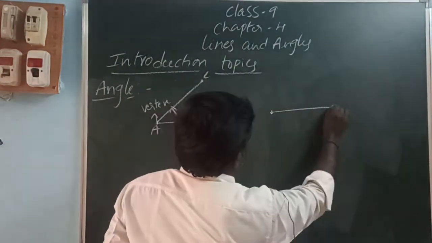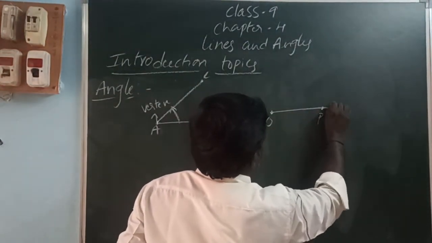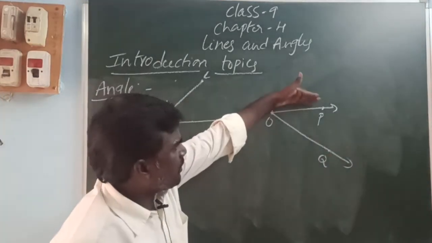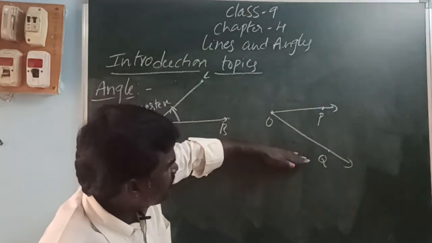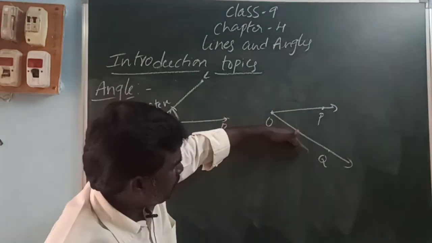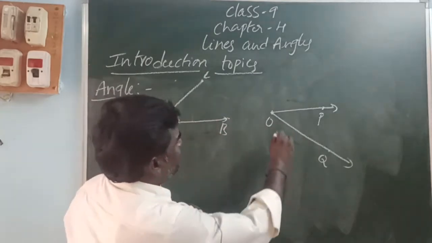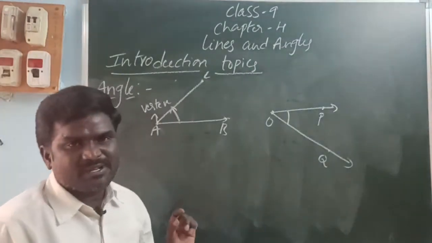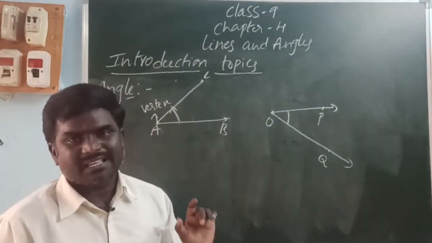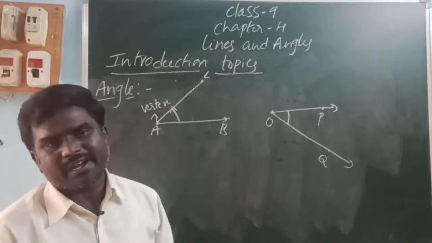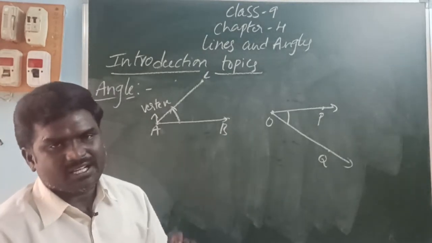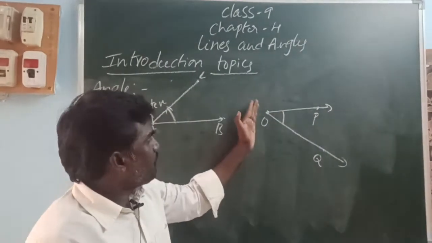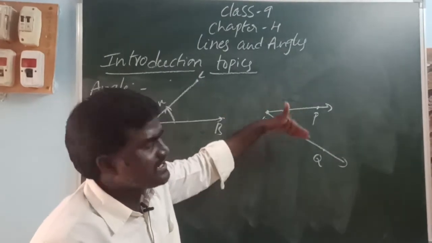Next, here OP is a ray, and OQ is a ray. The ray OQ is moving from OP. How much distance is it moving from OP? That distance is called angle. Here this point is called the vertex. Vertex means the point where any two line segments, rays, or lines meet. That common point is called the vertex. So OQ is moving from OP at point O, and that distance is called angle.